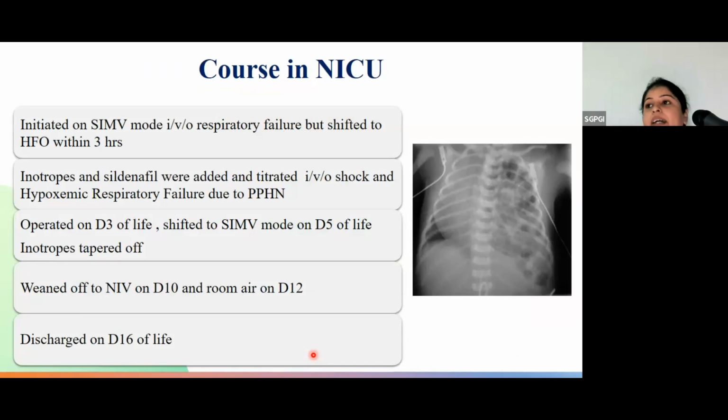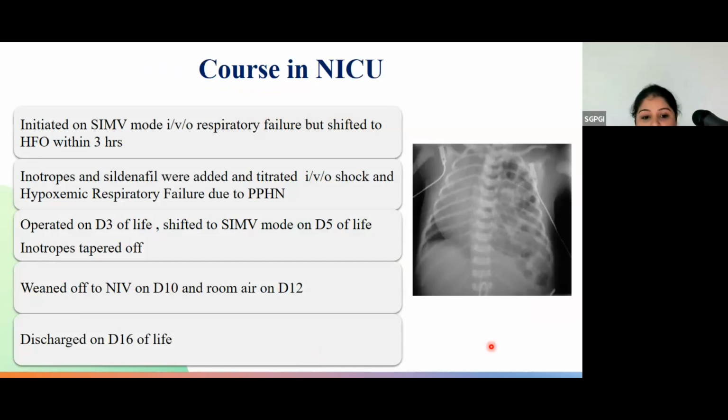So this baby required intubation and ventilation on SIMV mode in view of respiratory failure, but was shifted to high frequency ventilation within 3 hours. Inotropes were added, sildenafil was also added for the management, and the inotropes were titrated in view of shock and hypoxemic respiratory failure due to PPHN.